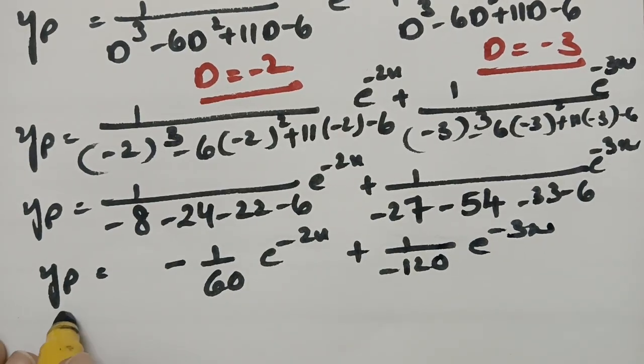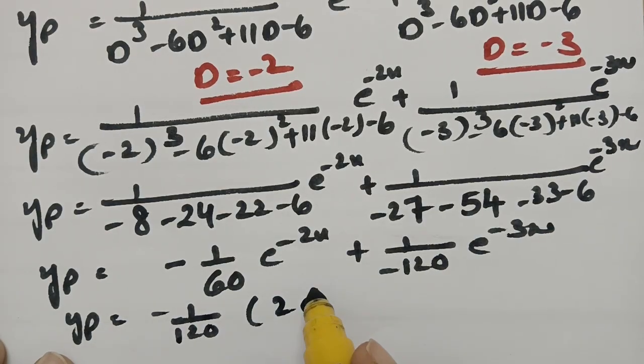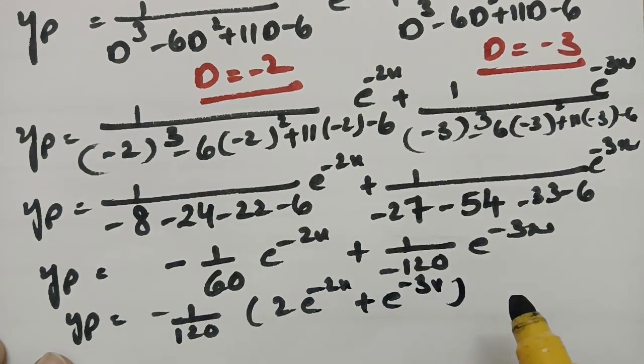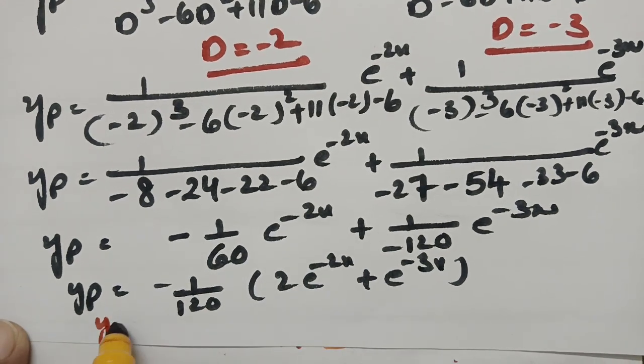So if I take LCM as minus 120, this is going to become 2 into e power minus 2x plus e power minus 3x, and this is our yp here. Therefore the general solution here is y equal to yc plus yp.